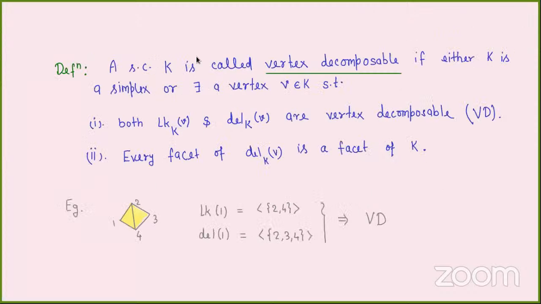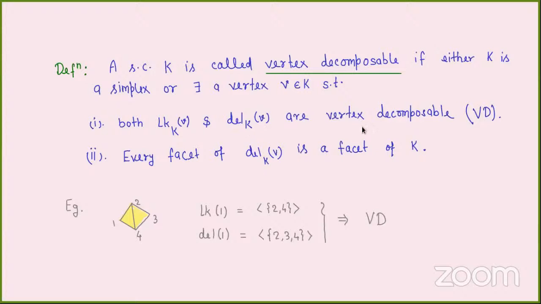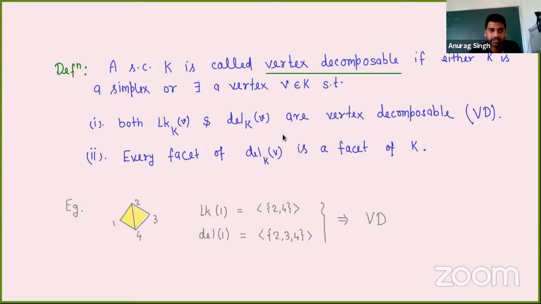Yeah, so let me define what vertex decomposability is. A complex K is called vertex decomposable if it is a simplex, by which I mean K has just one facet, or there exists a vertex v such that both link and deletion are vertex decomposable and every facet of deletion is a facet of K. So this is an inductive definition, but the applications of vertex decomposability are huge.